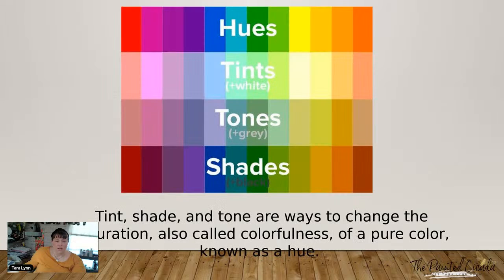Here is a really good visual explanation of hues, tints, tones, and shades. Tint, shade, and tone are ways to change the saturation or colorfulness of a pure color. A pure color is known as a hue. You'll see here at the top, those are all of the hues, which is just complete saturation of a color, unmodified pigment.